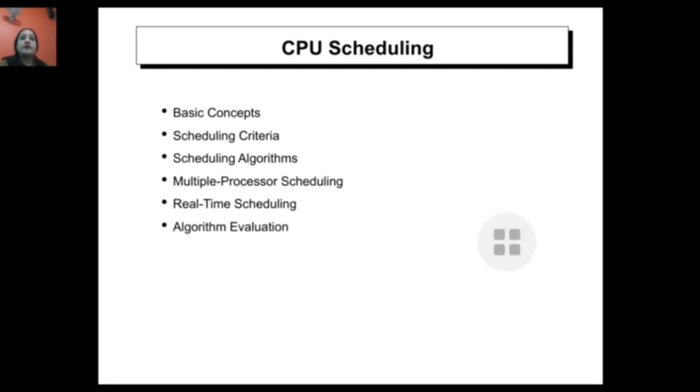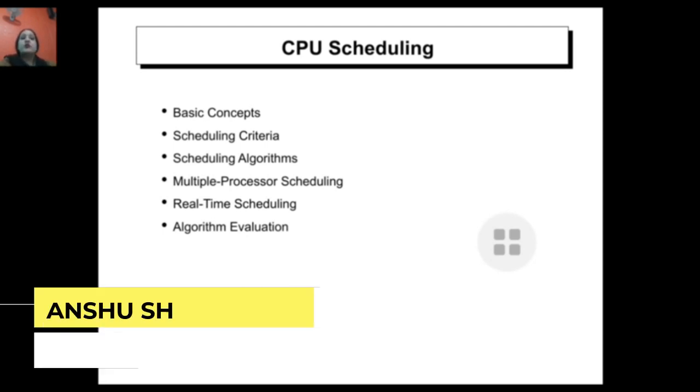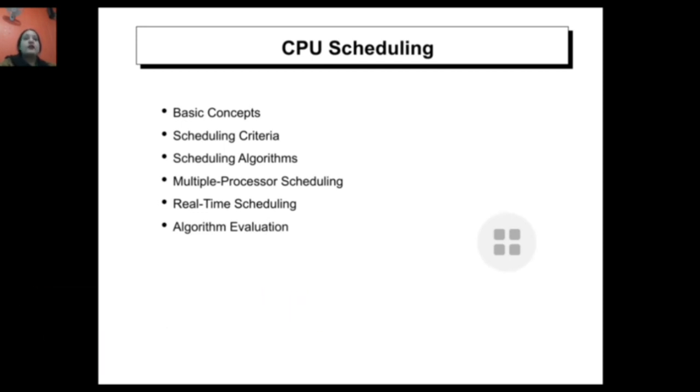Now we will discuss the CPU scheduling algorithms. The first one is the basic concepts of CPU scheduling. Next is the scheduling criteria, scheduling algorithms, multiple processor scheduling, real-time scheduling and algorithm evaluation. First one is the basics of CPU scheduling.